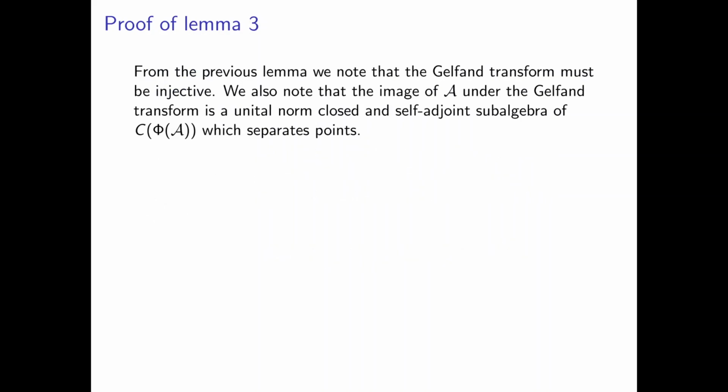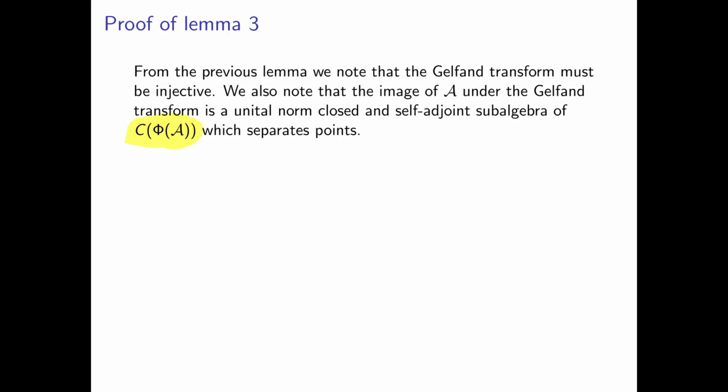So let's move on to the third lemma. And this one is actually a bit tricky, but more on a conceptual level. It's actually not that difficult on a technical level. From the previous lemma, we note that the Gelfand transform must be injective because otherwise it cannot possibly be an isometry. Now we also note that the image of A under the Gelfand transform must be a unital, norm-closed, and self-adjoint subalgebra of the set of continuous functions over this set of characters, which also separates points. Now, why do we note all of these things? Remember, we want to prove that the Gelfand transform is injective and surjective. That is, we want to prove that it's a bijection.